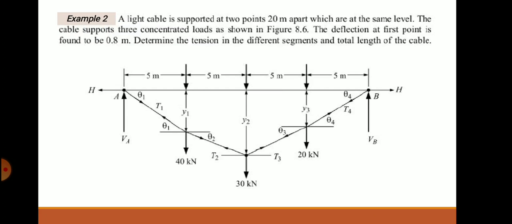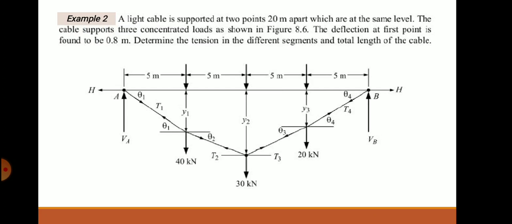Further, we are heading for the second problem, example 2. A light cable is supported at 2 points 20 meter apart which are at the same level. The cable supports 3 concentrated loads as shown in the figure. The deflection at the first point is found to be 0.8 meter. Determine the tension in different segments and the total length of the cable.